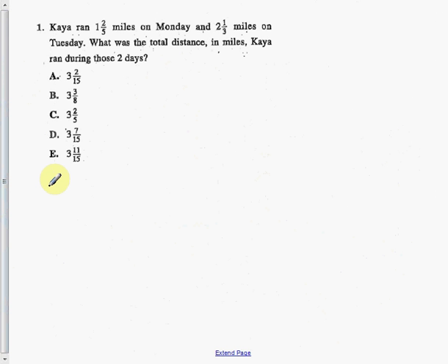Kaya ran 1 2/5 miles on Monday and 2 1/3 miles on Tuesday. What was the total distance in miles Kaya ran during those 2 days? So if you were to find that, what are you asked to do with those numbers? Just add them up. Very good. So we have 1 2/5 plus 2 1/3. And so we're adding fractions.